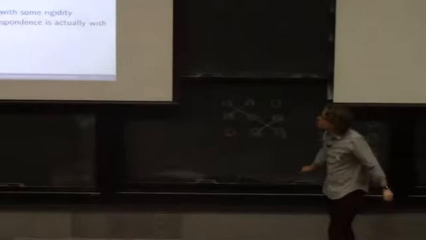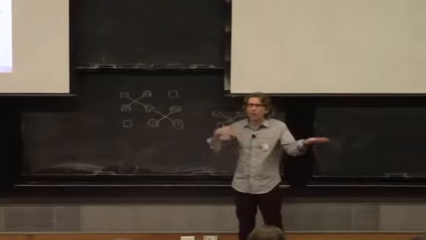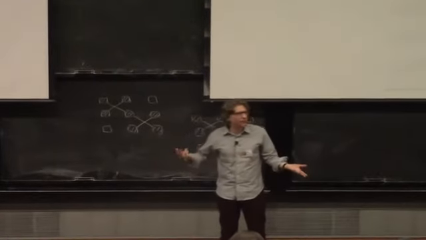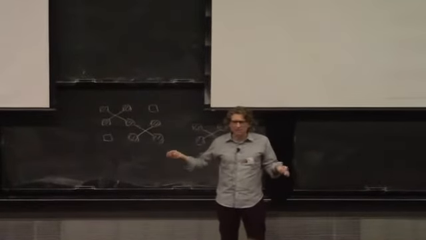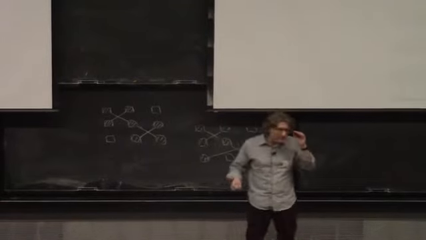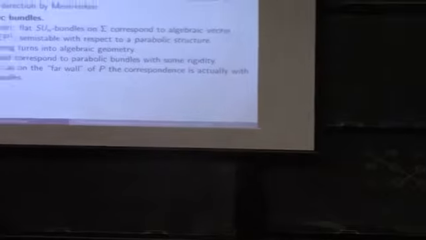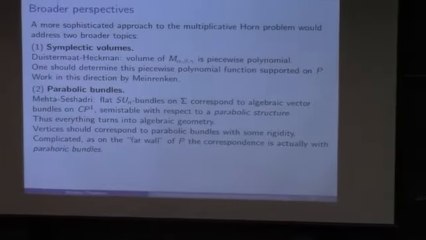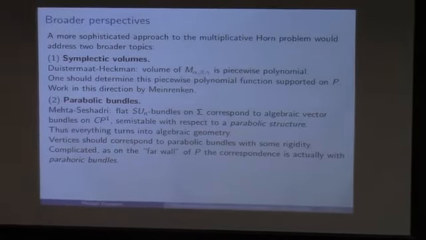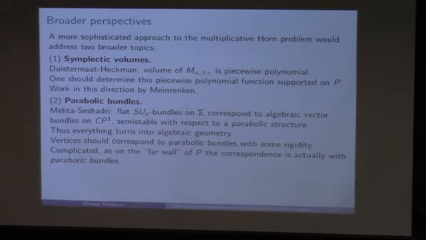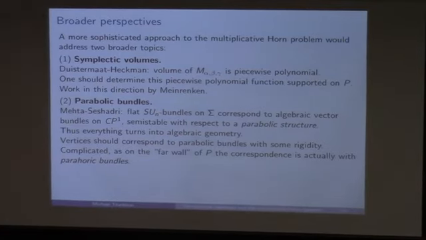I didn't tell you what a parabolic structure is, but that means that the whole question somehow turns into questions about algebraic geometry, about the existence of semi-stable bundles with given weights. And the vertices should correspond to parabolic bundles with some kind of rigidity property, but it's a little hard to put your finger on what that rigidity is. It's not saying that they have no infinitesimal deformations, because, you know, they're strictly semi-stable. You can deform them to extensions and so on.